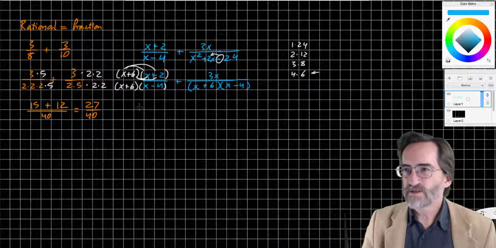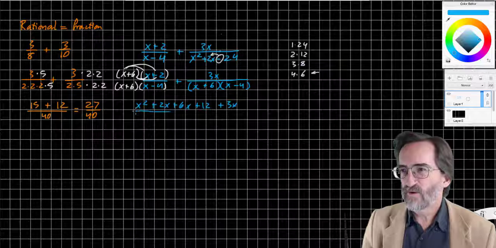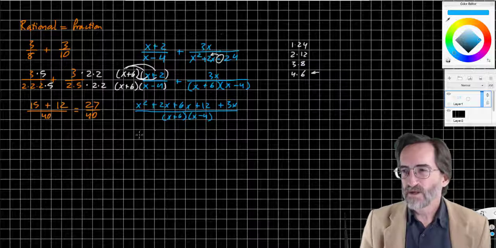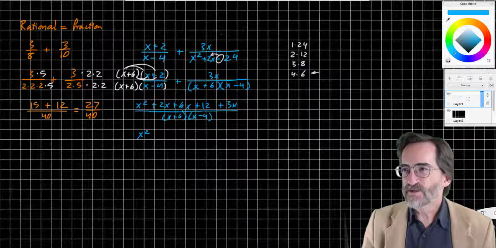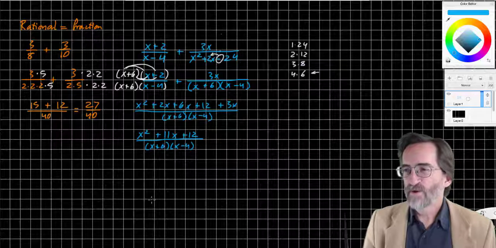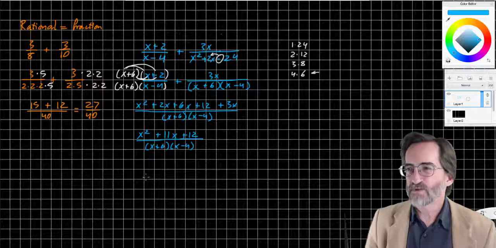Now I can multiply things out and distribute. So I'm going to get x squared plus 2x plus 6x plus 12 plus 3x, the 3x came from over here, all over x plus 6, x minus 4. And I could multiply out the denominator. And now we regroup, that means combine like terms. So x squared, 2x and 6x is 8x, and 3x is 11x plus 12 over x plus 6, x minus 4. And that is added. So we just added these two rational expressions into a single rational expression.